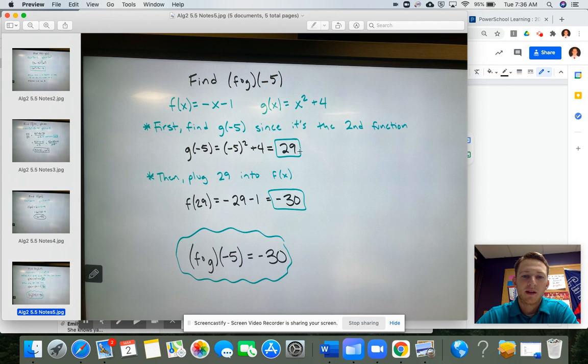So now we're going to take this value of 29 and plug it in to our f, because if g of negative 5 is 29, our question is really now going to be f of 29. So f of 29, we're going to take that 29 and plug it into our negative x minus 1. So negative 29 minus 1 is negative 30. Therefore, f composite g of negative 5 is negative 30.